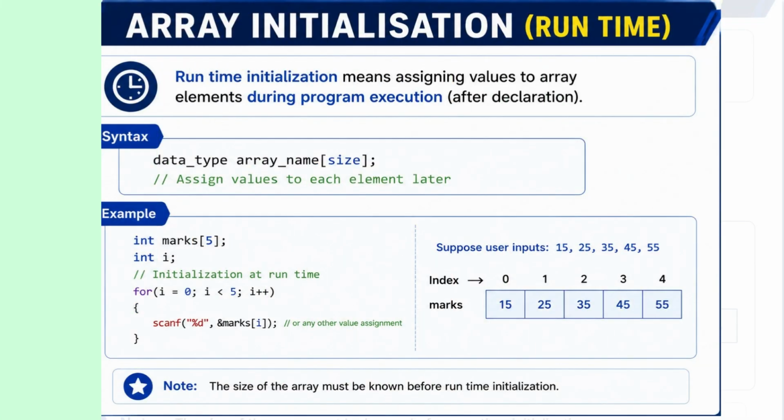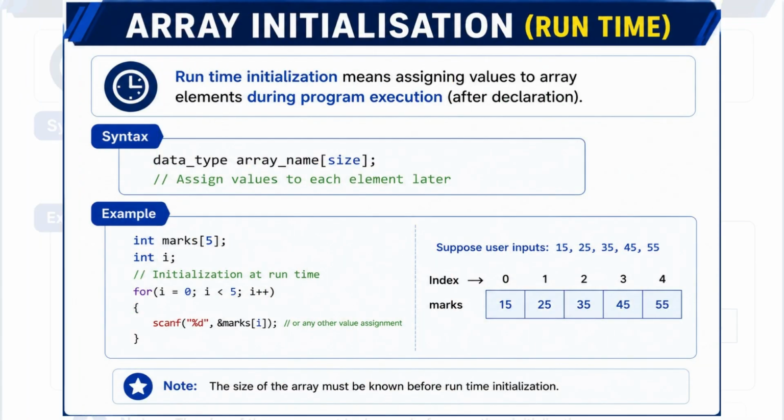Another method of initialization is runtime initialization. Here the values are assigned after the array has been declared. While the program is executing, the user enters the values during the execution, and each input is stored in the corresponding array element. This approach is especially useful when the input values are not known in advance. However, the size of the array must already be defined before accepting values at runtime.